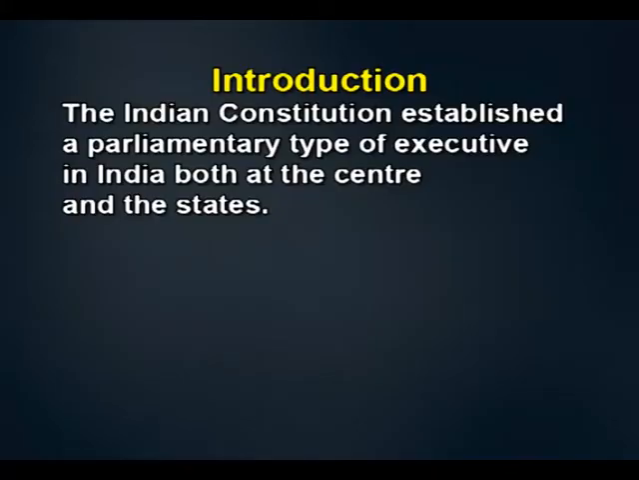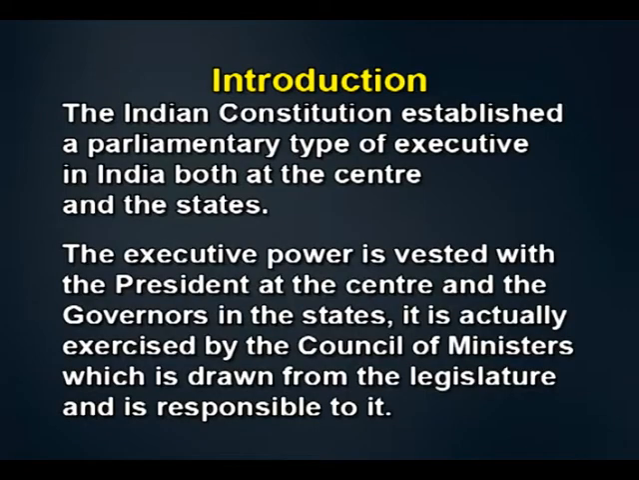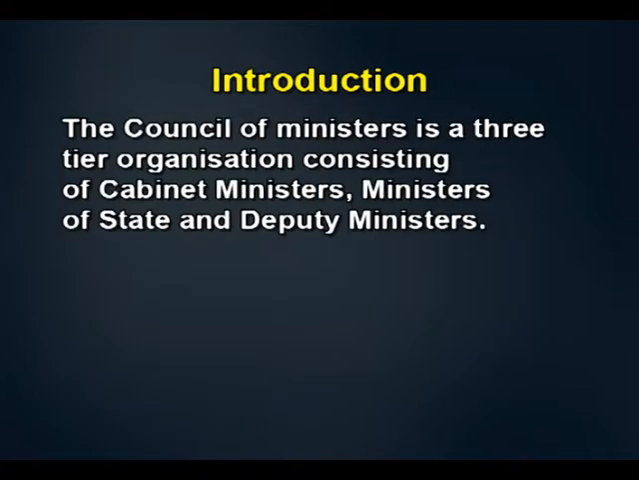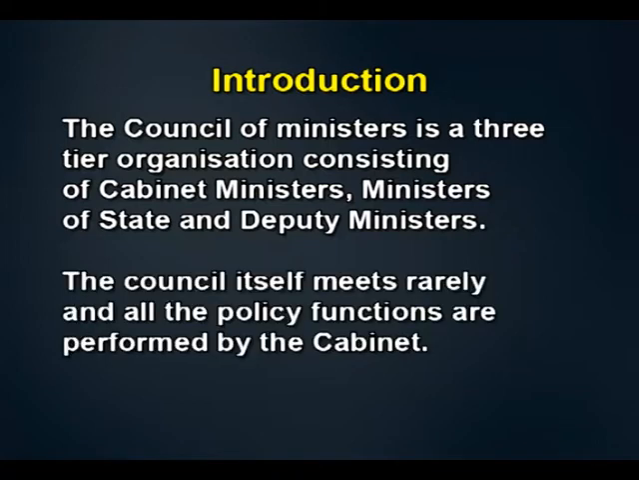The Indian Constitution established a parliamentary type of executive in India, both at the center and the states. Although the executive power is vested with the President at the center and the Governors in the states, it is actually exercised by the Council of Ministers, which is drawn from the legislature and is responsible to it. The Council of Ministers is a three-tier organization consisting of cabinet ministers, ministers of state and deputy ministers. The council itself meets rarely and all the policy functions are performed by the cabinet.